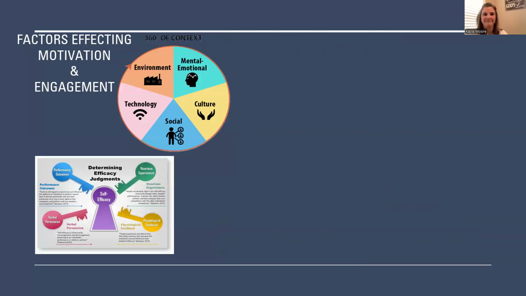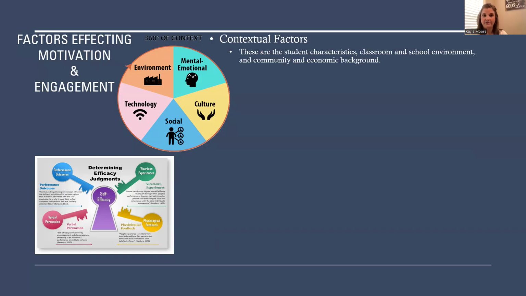What an amazing thing. Factors affecting motivation and engagement. Contextual factors. These are the students' characteristics, the classroom and the school environment, and the community and economic background around them. Examples of that is the layout of your classroom. Is it safe, inviting, functional?